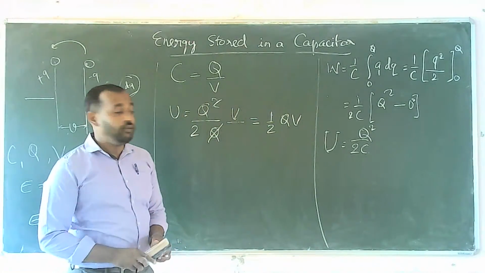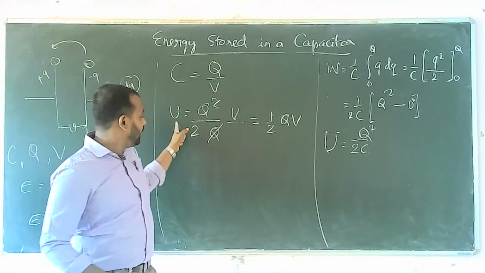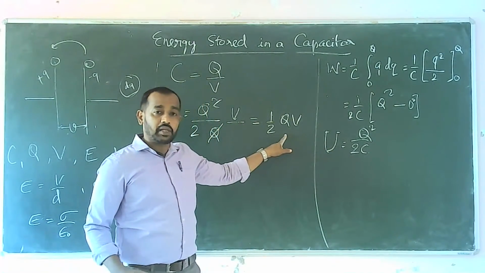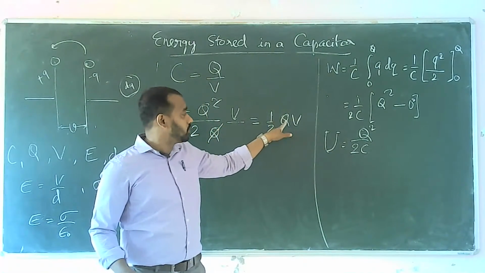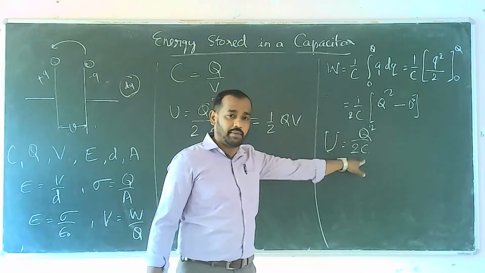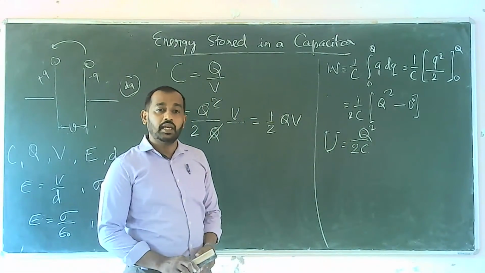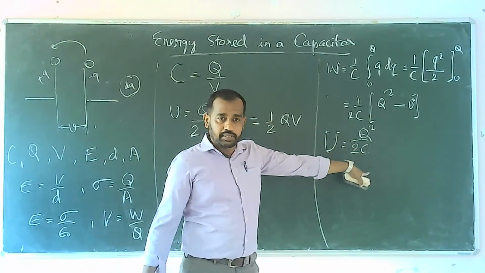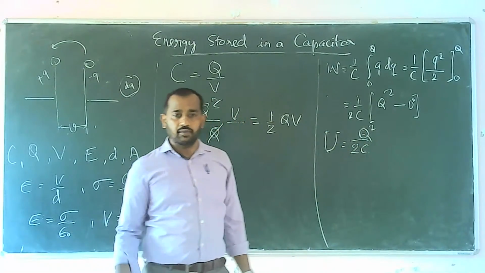This is another way in which the expression for the energy stored can be represented, in terms of charge and the potential difference. The earlier one is in terms of charge and the capacitance. Similarly, if we substitute the value of Q instead of C in the same equation, then what happens?